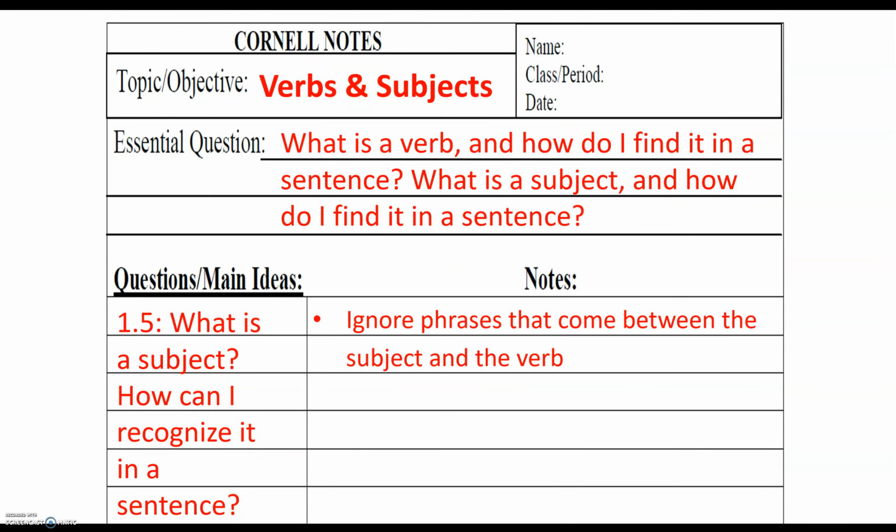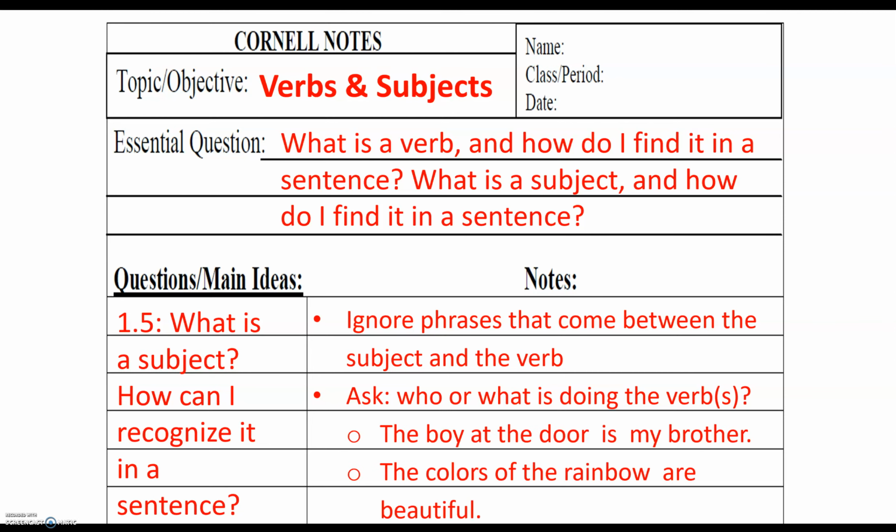The last thing in this lesson is something that can trip us up sometimes. So a word of advice is that we want to ignore phrases that come between the subject and the verb. Those often can contain nouns or other distractors that are going to throw us off from what's really important in the sentence, which is the verb and then the subject. So to figure this out and to really ignore them, it's essential that you ask that question, who or what is doing the verb? So a couple examples here.